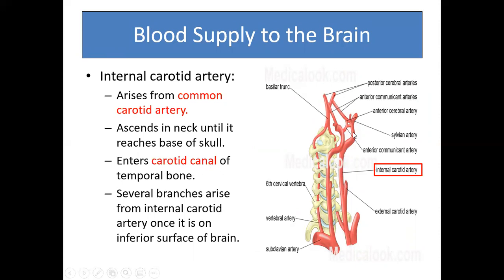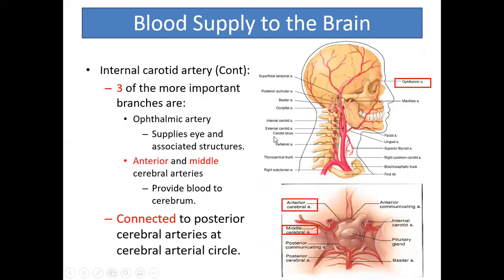And then there are several branches that arise from the internal carotid artery once it is located on the inferior surface of the brain. These are the three more important branches that arise from the internal carotid artery. They are the ophthalmic artery. If you see from this picture, this is the ophthalmic artery. The ophthalmic artery supplies the eye and the associated structures.